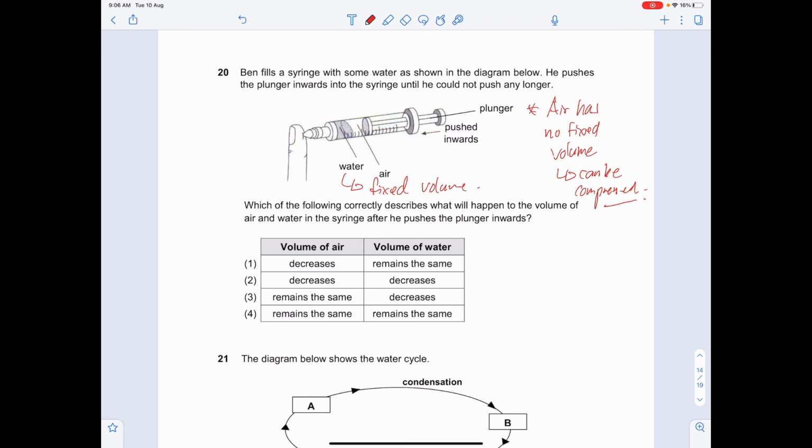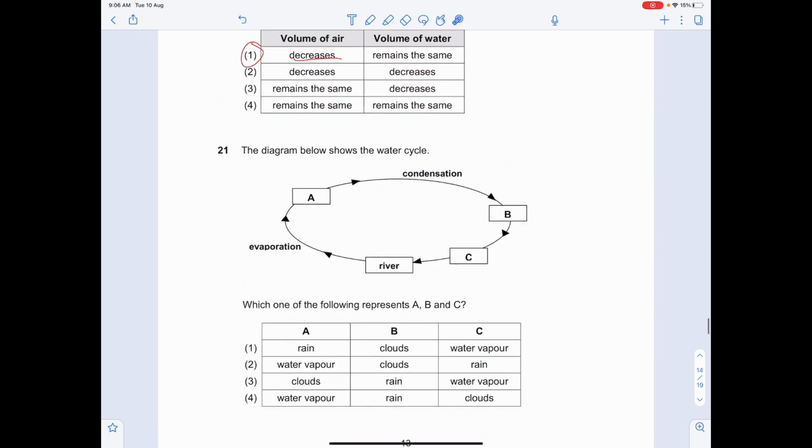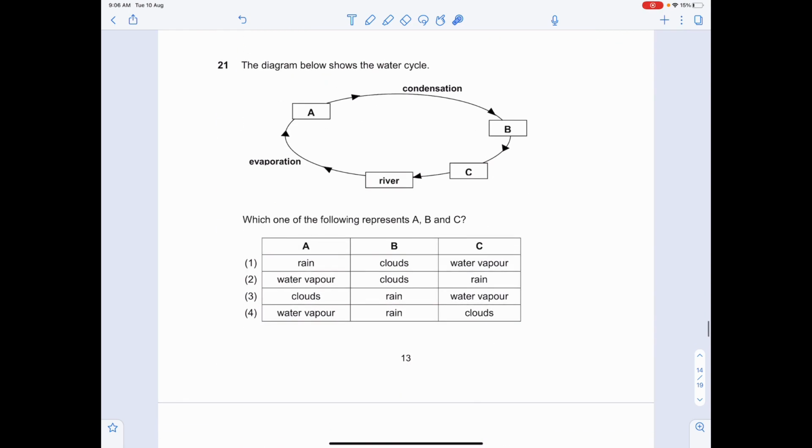So right off the top, very simple. The answer is 1. The volume of air will have decreased because when you push, you are compressing the air. When it compresses, the volume actually becomes smaller. But for water, it has a fixed volume. It cannot be compressed and it will remain the same. Moving on to the next question.